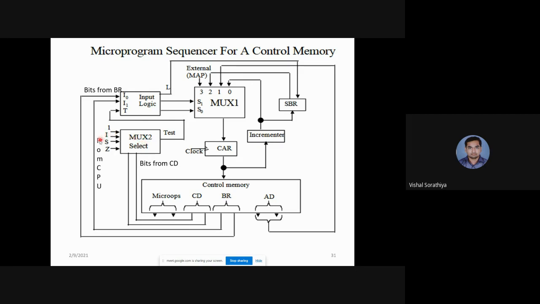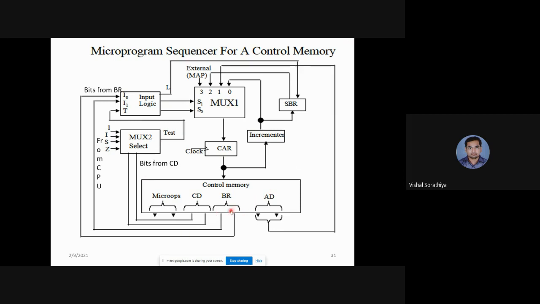Depending upon the different CPU status bits, we can say carry, zero, sign. Depending upon that, it will give the logic to that T over here. And according to the test, it will give the select signal over here.